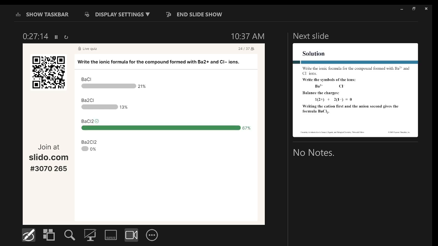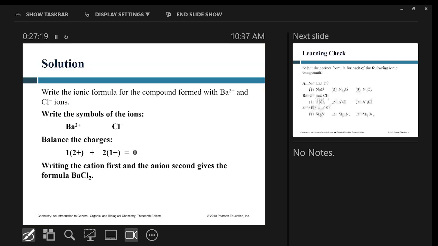Okay, so that is correct. BaCl2. And why is that? Well, barium 2 plus has a positive 2 charge, doesn't it? Cl minus has a negative 1 charge. And so if we want to get a neutral compound overall, we need 2 of the chlorines, don't we? Two of the negative 1 charges would balance out the positive 2 charge. And that would give us barium chloride, which is BaCl2.